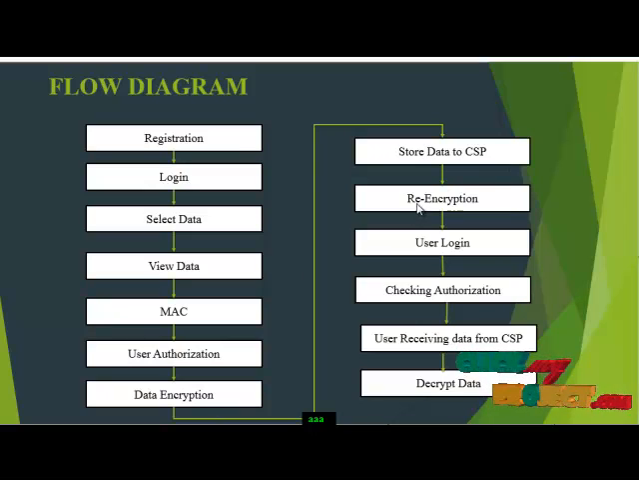And the next process is re-encryption. The cloud service provider is the one used to do the re-encryption. After that the user will log in. And the next process is checking authorization. Whether the user is an authorized person or non-authorized, here we can check. And the next process is the user receiving data from the CSP. If the user is an authorized person, the user can receive data from the cloud service provider in encrypted form. After that the data is decrypted, and finally the user will retrieve data from the cloud service provider.